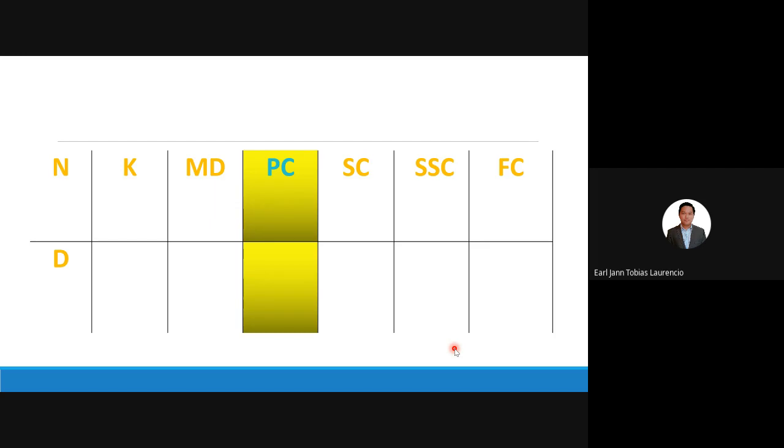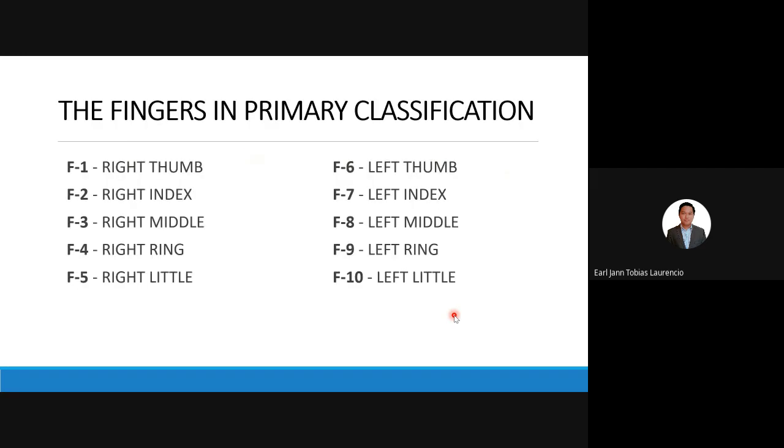So this is the location of the primary classification. As stated a while ago, the primary classification is in between the major division and the secondary classification. Always remember that. It is third in the classification formula. Okay? So we are assigning a numerical value to your fingers whenever a whirl pattern appears in any of your 10 fingers. But before we go to the numerical value, let us first discuss this one.